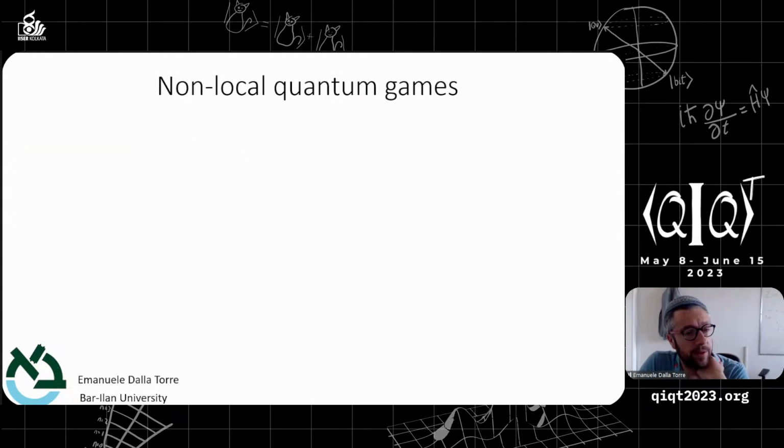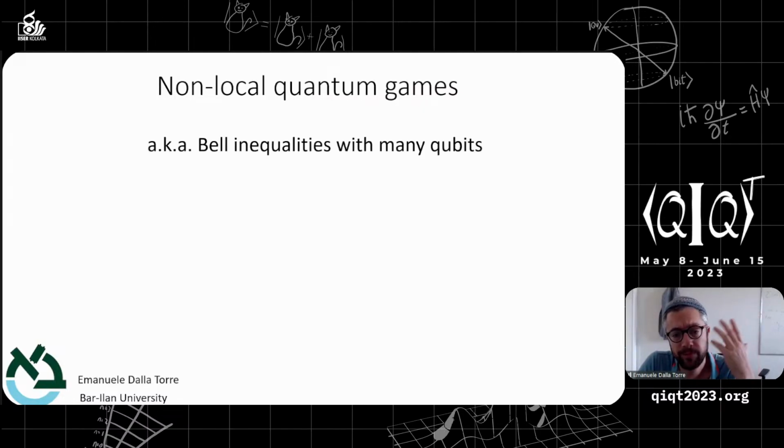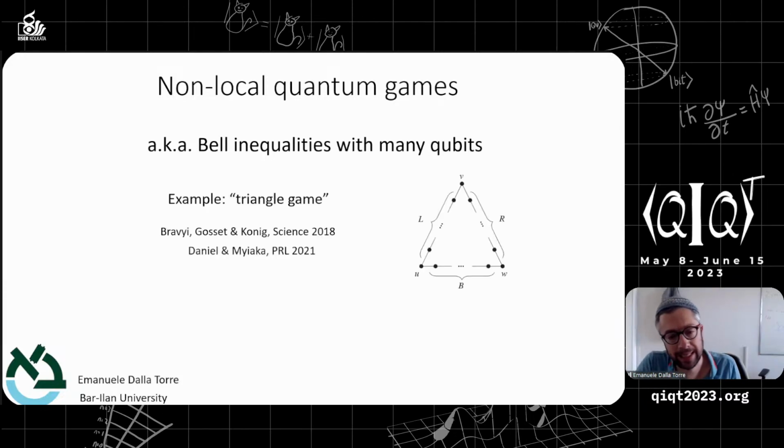So the project we dealt with was about non-local quantum games, which is essentially an extension of Bell inequalities with many qubits. I guess you all know what a Bell inequality is. That's one of the most famous demonstrations of quantum effects, in which you prepare two entangled qubits, two entangled photons, for instance, and perform different measurements, and then demonstrate that these correlations are not classical. They are beyond classical. They are quantum correlations. And that's also related to the Nobel Prize of last year.